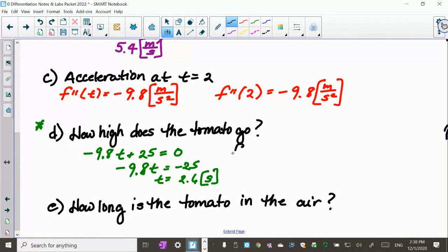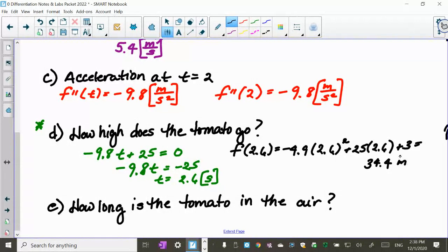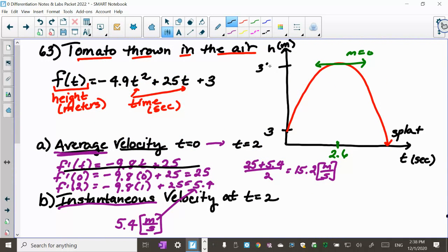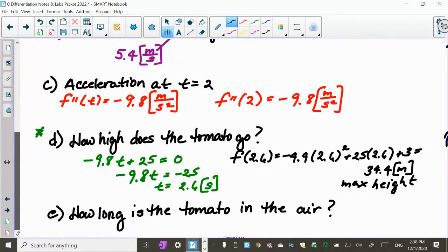So then I can take that 2.6 and just throw it into my original function. So f of 2.6 is going to be negative 4.9 times 2.6 squared plus 25 times 2.6 plus 3. That's my original function. And when I plug it in there, I'm going to get 34.4 meters. And that's my max height because that's when your slope is 0 or your velocity is 0. So I'm going to come back up to my picture here and actually put 34.4 here because that's how high my tomato goes.